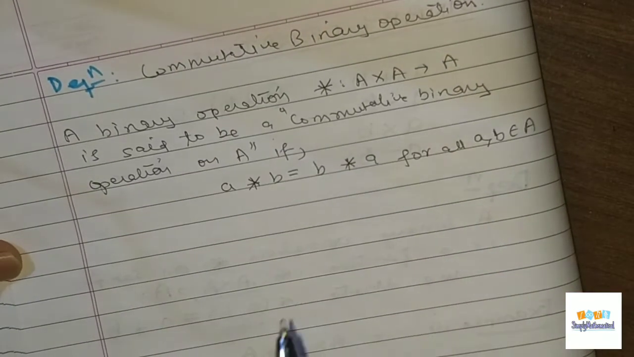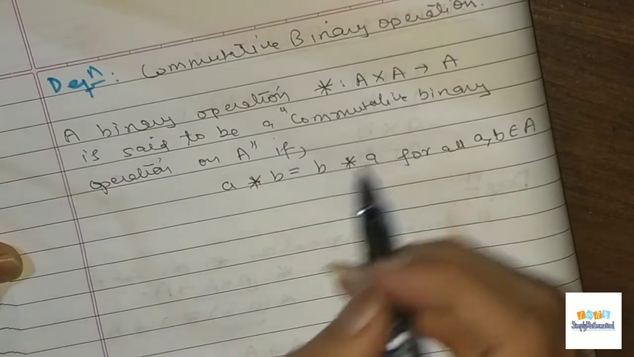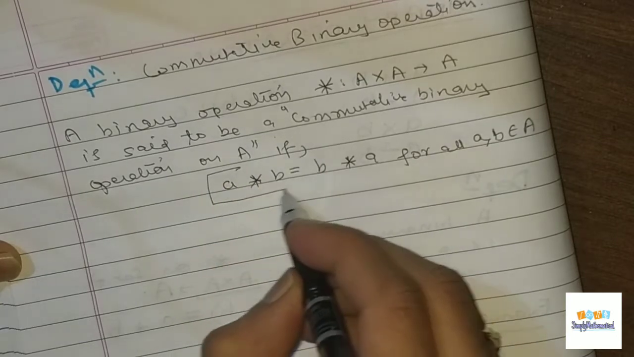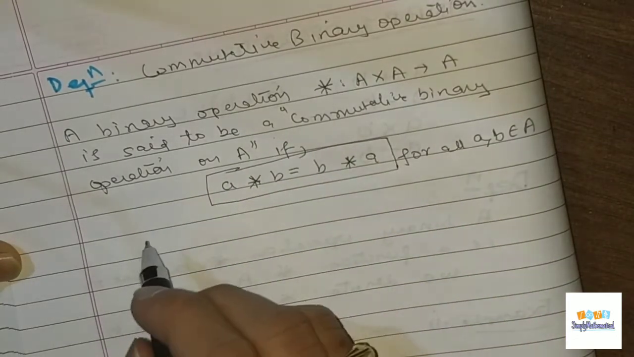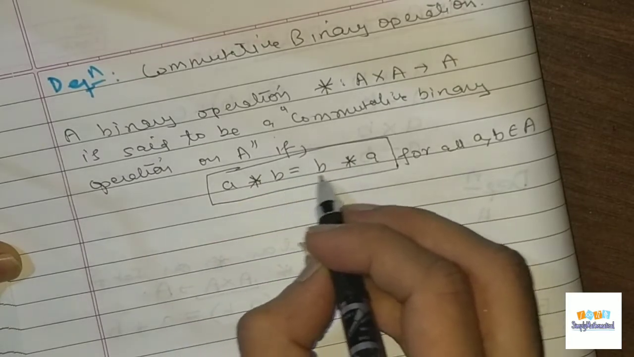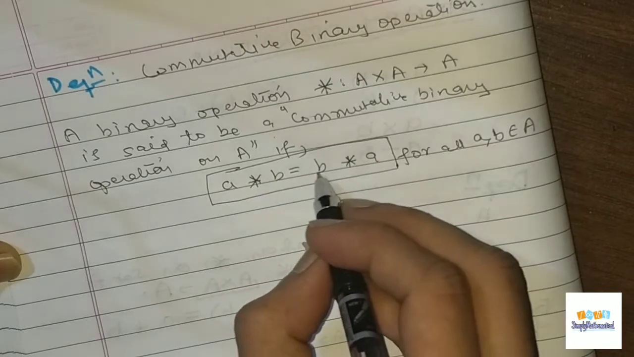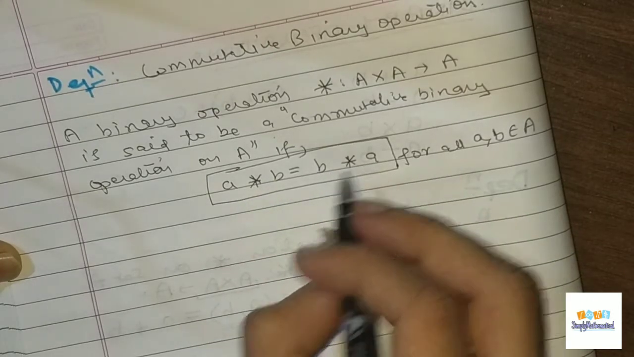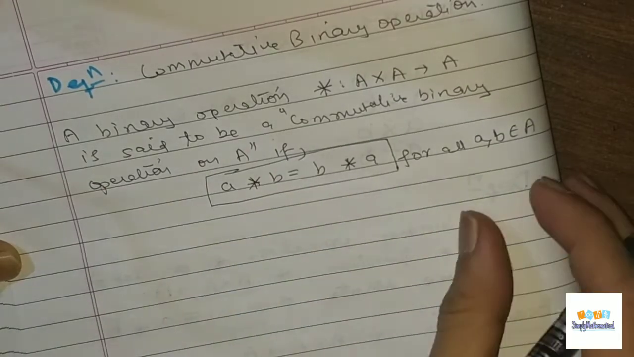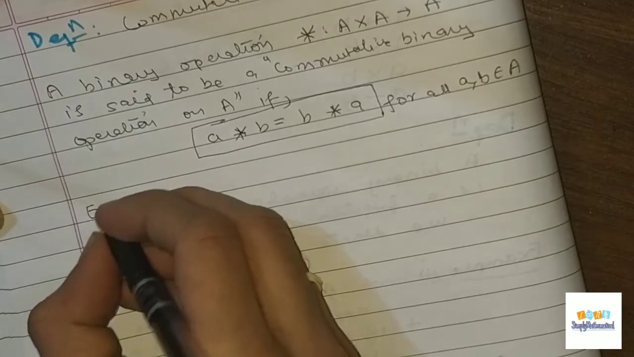So what should happen for a binary operation to be a commutative binary operation? You should have A star B equal to B star A. So that is, A star B should be equal to, when you reverse the elements, B star A. Okay, that operation. So let us look at some examples now for this commutative binary operation.